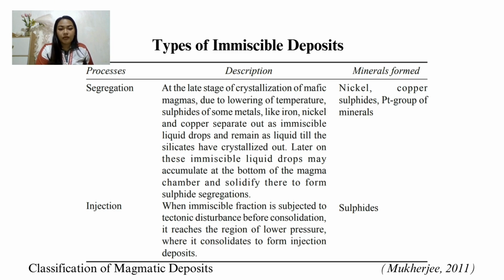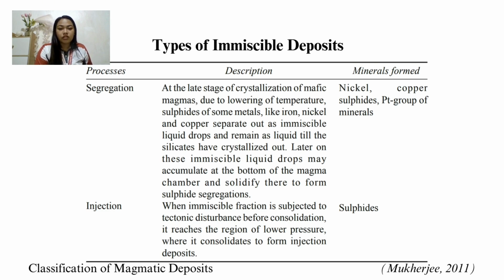These droplets remain in liquid state until the surrounding silicate minerals fully crystallize. Over time, the immiscible liquid sulfide droplets accumulate at the base of the magma chamber, where they eventually solidify and form sulfide segregation. These segregations are economically important as they are rich in nickel sulfides, copper sulfides, and platinum group minerals.